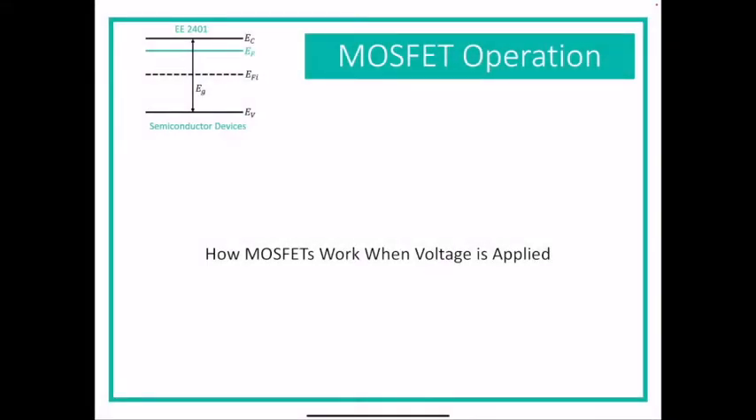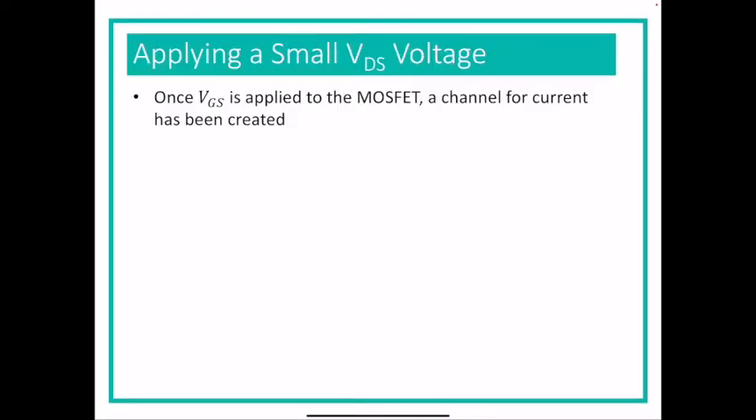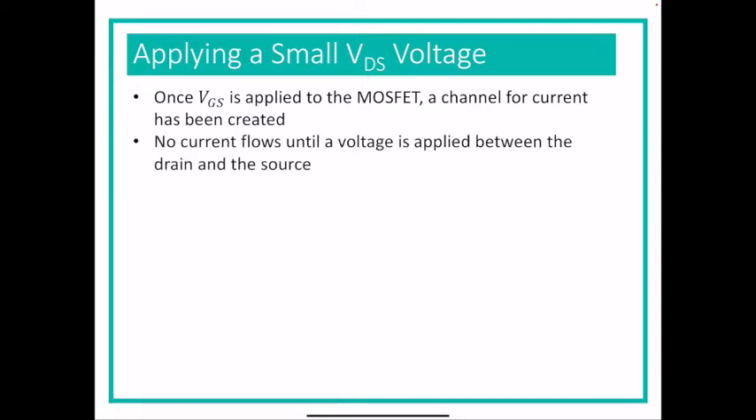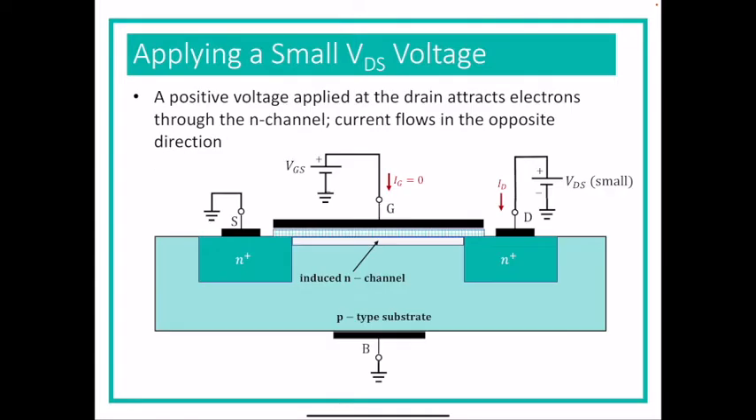So continuing on from the last lecture, we're going to look at what happens when we apply voltage to a MOSFET. We looked at already what VGS does. The gate to source voltage creates a channel once it gets up to the threshold voltage and there's current flowing. And until we apply a voltage between the drain and the source, we don't have any current flowing. So we're going to start out by applying a small voltage at the drain.